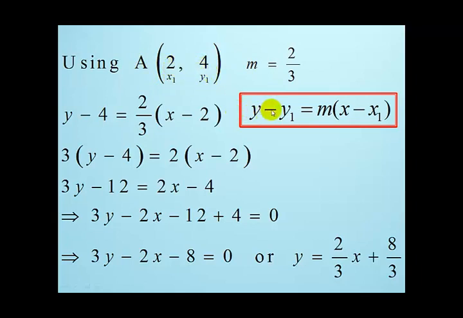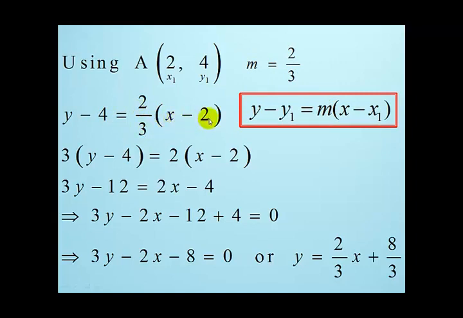Now the relation you are going to use in finding the equation is y minus y1 is equal to m into bracket x minus x1. y1 equals 4, x1 equals 2. So by substitution, we have y minus 4 equals 2 over 3, where 2 over 3 is the gradient, that is m. m equals 2 over 3. So in place of m, you substitute 2 over 3 into bracket x minus 2.